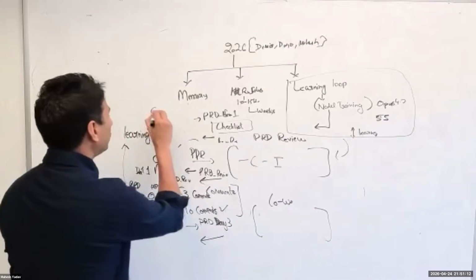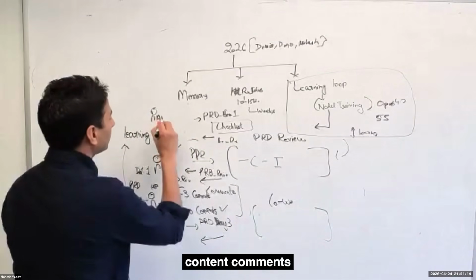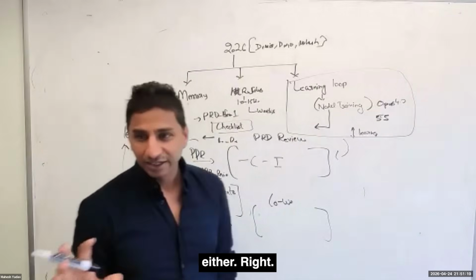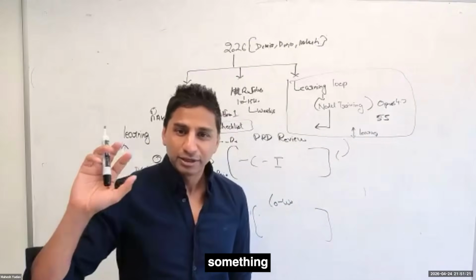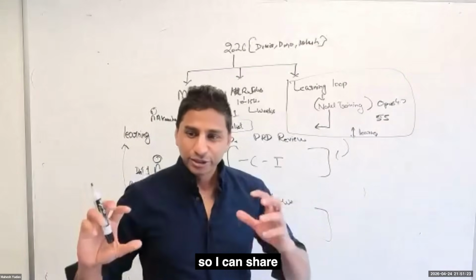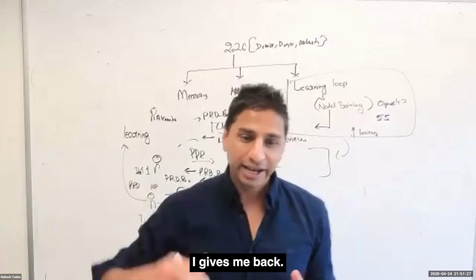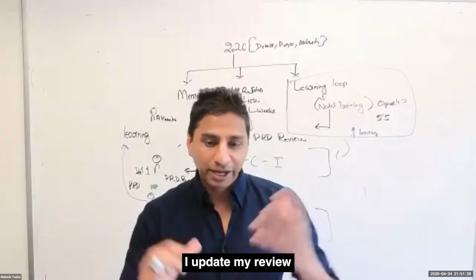But you haven't compiled the checklist yet for the 10 comments? No, I didn't update the checklist either, right? So the checklist is constant. I am just doing my job, right? So Akansha sends me feature one. I gave it to AI. AI gives me back a review, and I update my review comments.